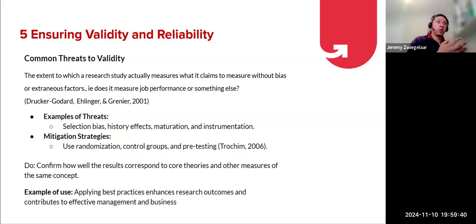And with pre-testing, we're trying to pre-test for meaning and for validity, meaning around what it is that we're asking, just the questions, and then also to check that these measures are valid for this particular sample, not for another sample, but for this one. So we confirm how well the results correspond to core theories, and also other measures of the same concept. So when we are talking about these concepts, are they the same or different? And we want to understand that by pre-testing it.